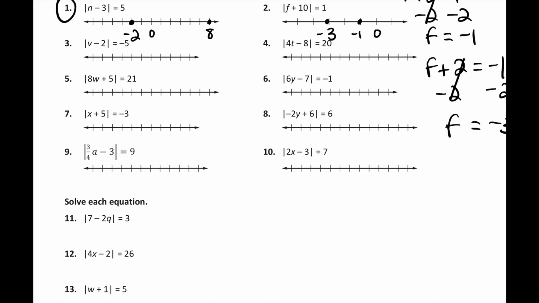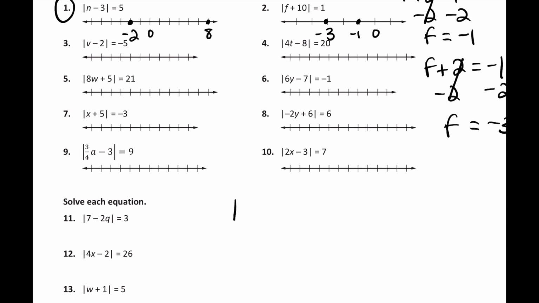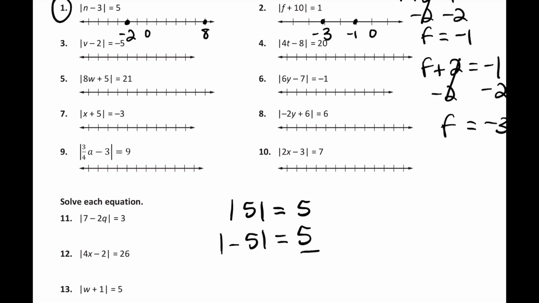So now for number 3, it says the absolute value of v minus 2 equals negative 5. So if I want to solve for what is going to be inside these bars, I want to think about what two numbers would have an absolute value of negative 5. But then we have to ask ourselves, can absolute value be negative? So let's see, absolute value of positive 5 is 5. Absolute value of negative 5 is also 5. So I can never have a negative equal to the absolute value of something because distance is always positive.